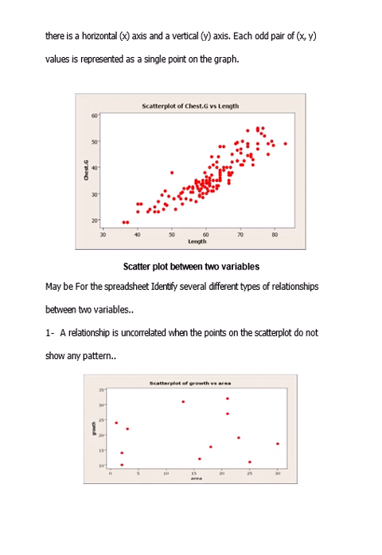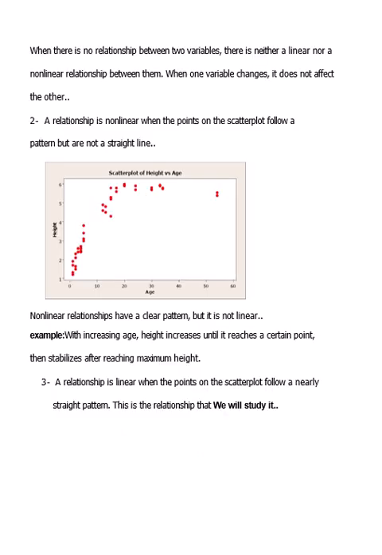1. A relationship is uncorrelated when the points on the scatterplot do not show any pattern. When there is no relationship between two variables, there is neither a linear nor a nonlinear relationship between them. When one variable changes, it does not affect the other. 2. A relationship is nonlinear when the points on the scatterplot follow a pattern but are not a straight line. Nonlinear relationships have a clear pattern, but it is not linear. Example: with increasing age, height increases until it reaches a certain point, then stabilizes after reaching maximum height.